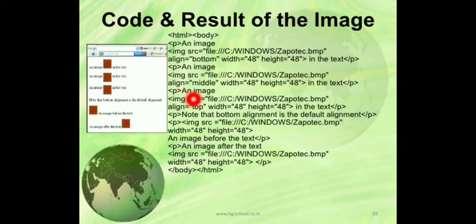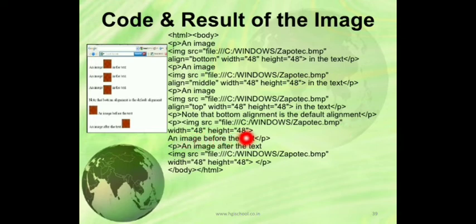Now P an image, third paragraph, an image, IMG SRC, same image is used, align top, that means this time the text will be aligned at the top of the picture. Now width 48 and height 48, and in the text is written. So you can see this one, third line, and the paragraph closed. Now paragraph, this is a simple paragraph. Now the next paragraph, it is the fifth paragraph, IMG SRC Zepotex.bmp. Here width equals to 48 and height equals to 48.